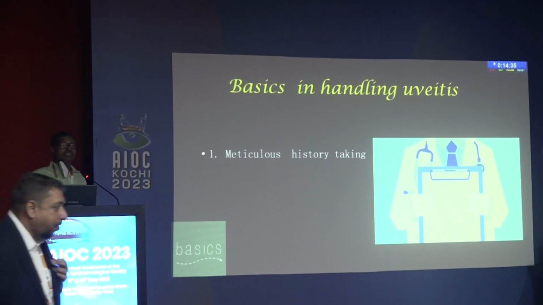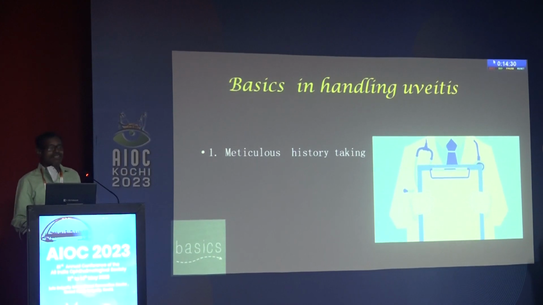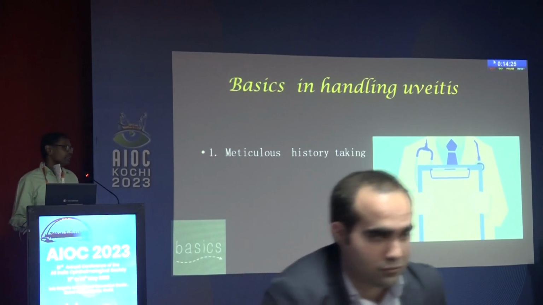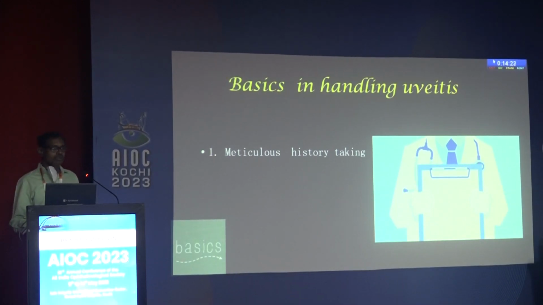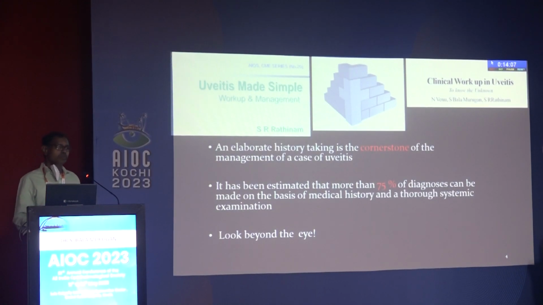So the basics in handling uveitis starts with first talking to the patients. See, post-COVID, we have all become very negligent in talking more to the patient, describing all the complaints, evaluating all the systemic associations that need to be really looked into. This was a wonderful article where I was fortunate to be the co-author, where it has been captured that 75% of the diagnosis can be properly achieved if you do meticulous history taking. Underlined, it is meticulous. So it is a cornerstone in the management of uveitis.